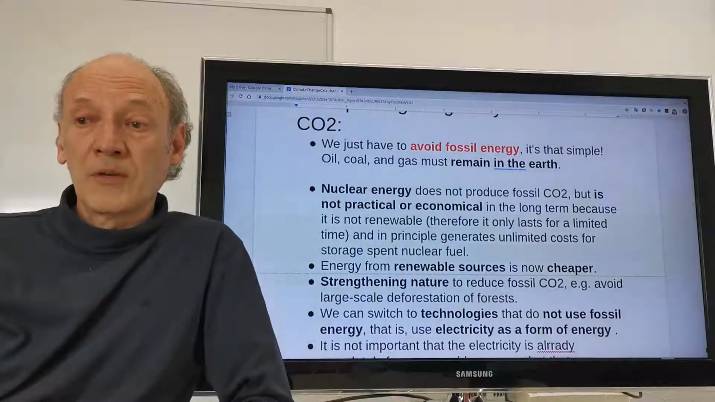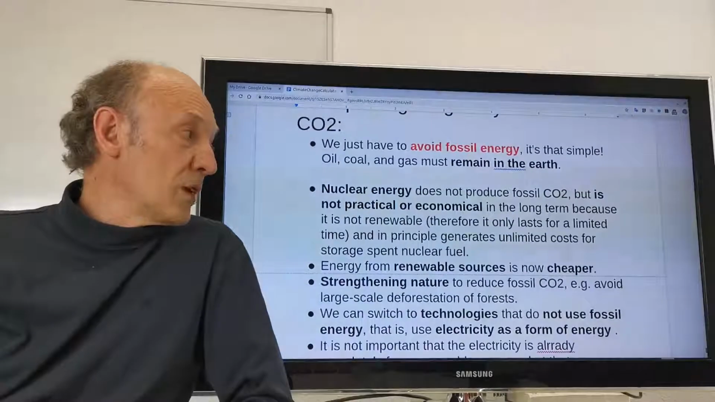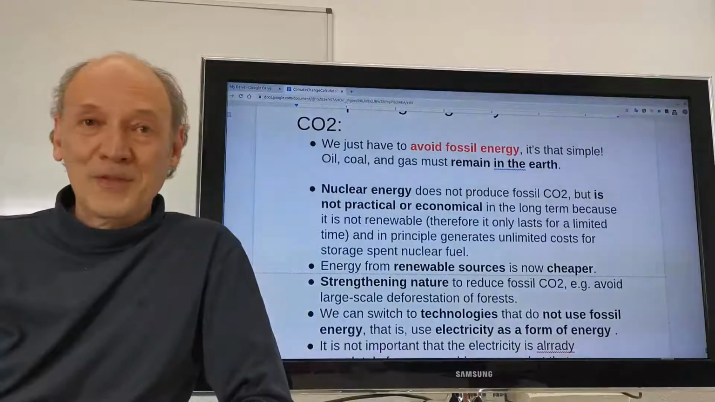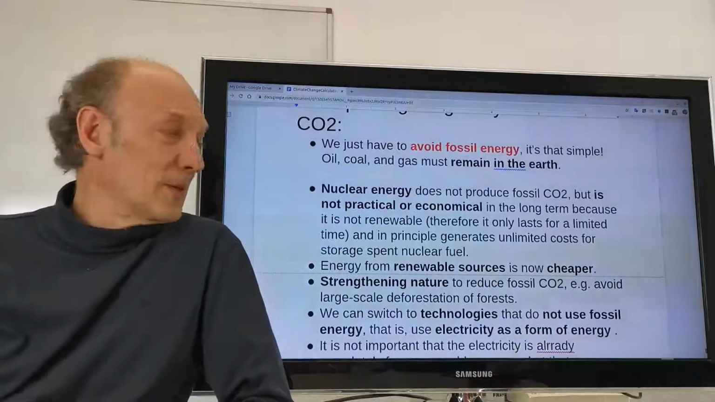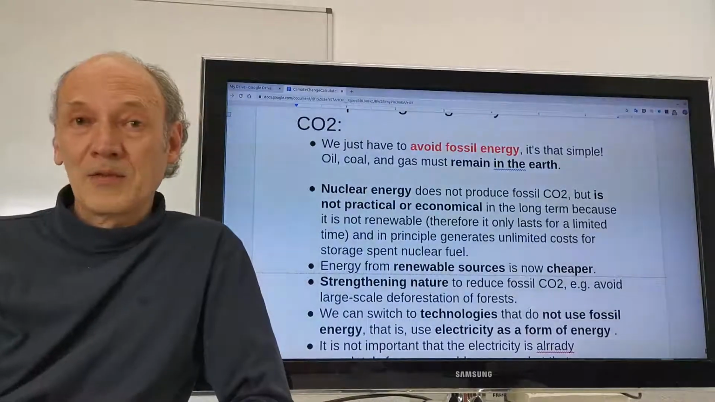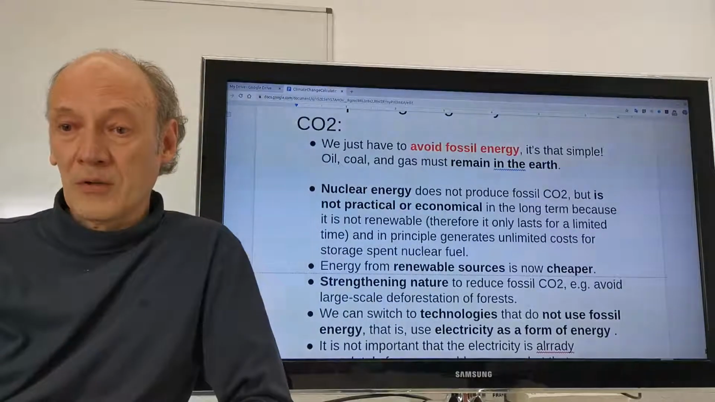And this becomes apparent now that the first nuclear plants need to be disassembled. So we have nuclear waste there. And also we don't have any final resting place for the spent nuclear fuel. So it's still an unsolved problem with in principle unlimited cost. So that's something that no company would like to take on.